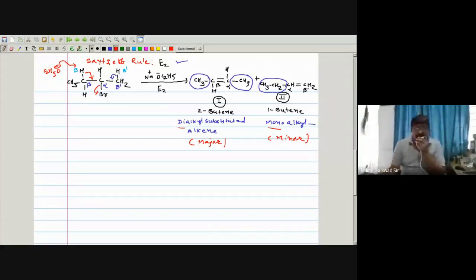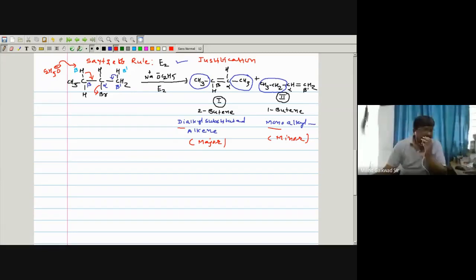Now here you have seen the formation of a major and a minor compound by the Saytzeff rule. So it is called the Saytzeff rule. Now the question arises: why is compound number 1, that is 2-butene, the major, and number 2, that is 1-butene, the minor? So you have to give the justification for the Saytzeff rule. So let us see the justification for the Saytzeff rule.